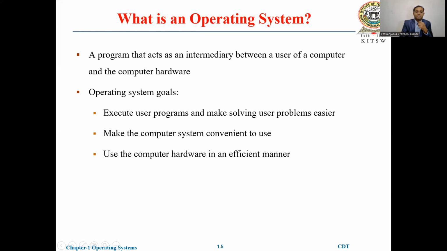And you can also make the computer system convenient to use with the help of different software, and you can use the computer hardware in an efficient manner.